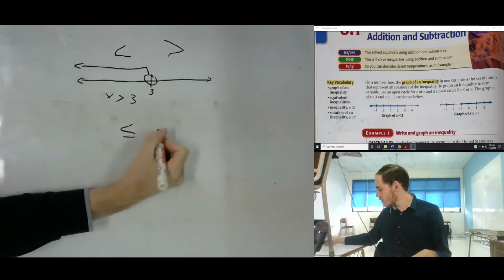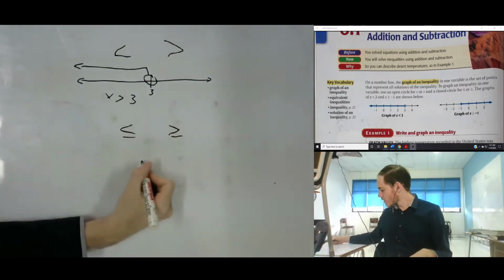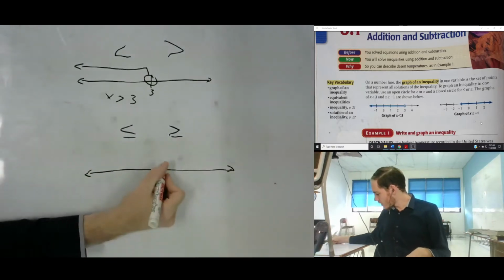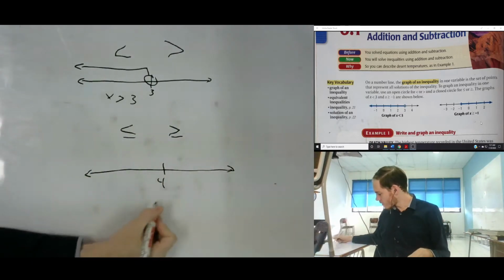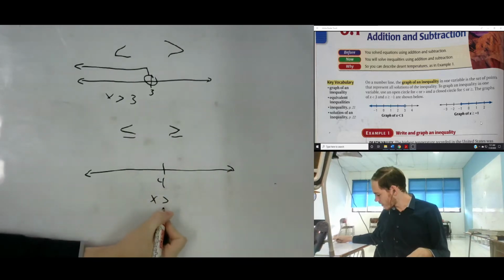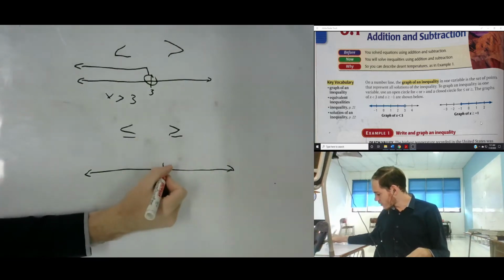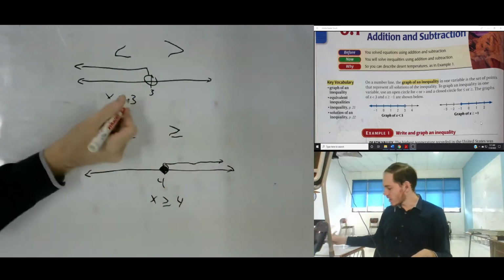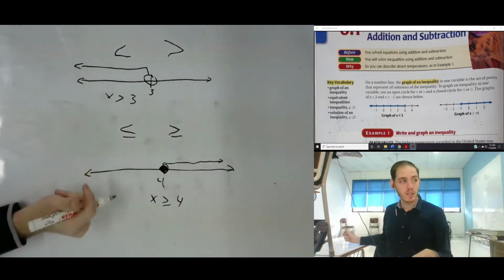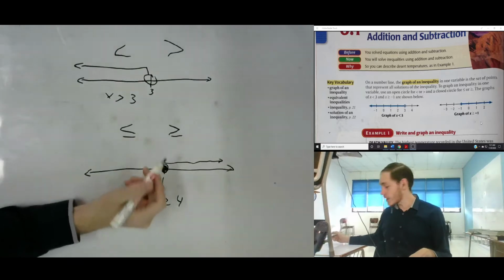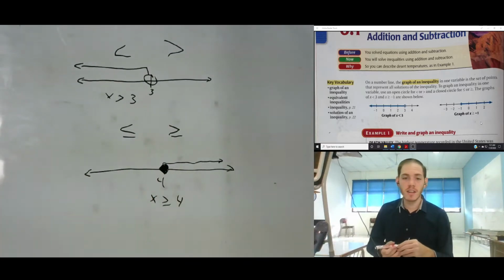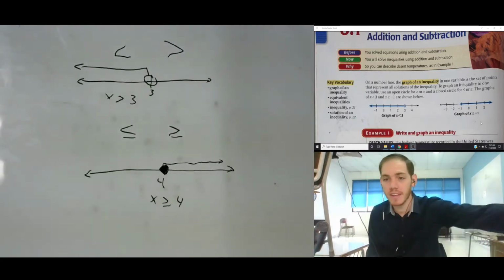Less than or equal to, or greater than or equal to. So let's say we have a number line again. Let's say this is 4, and x is going to be greater than or equal to 4. So we fill in this closed circle, and it's going to be to the right. So less than is going to be to the left, greater than is going to be to the right, and or equal to is going to be a closed circle. Okay, so that's the basics of graphing inequalities.